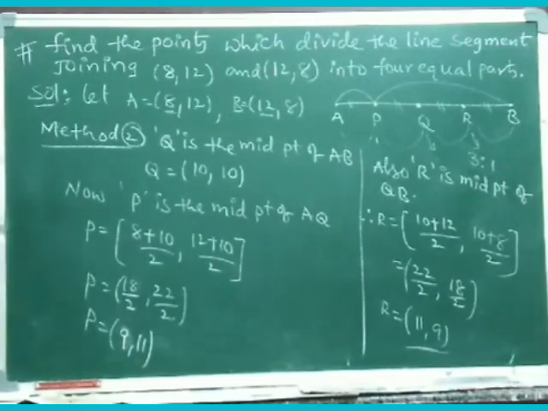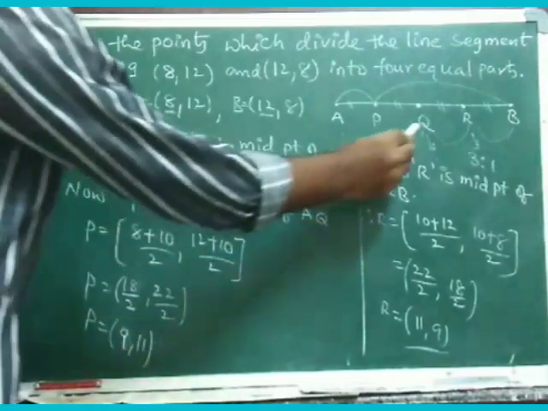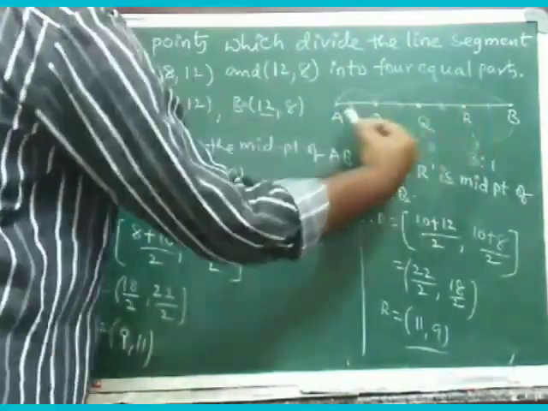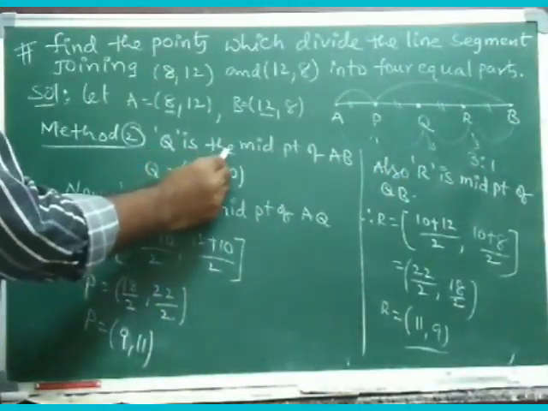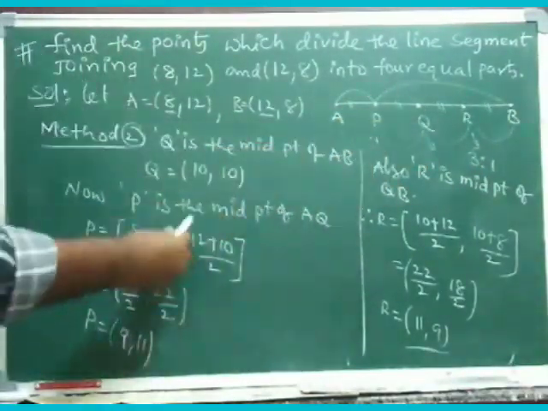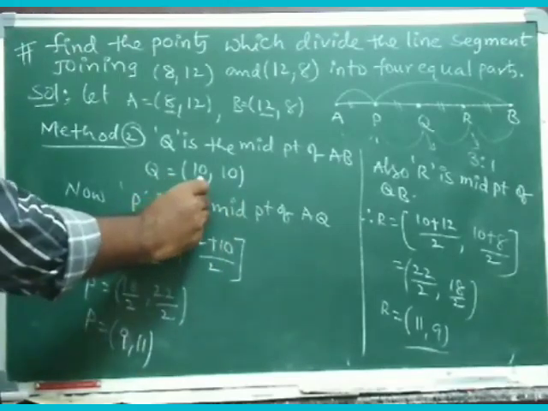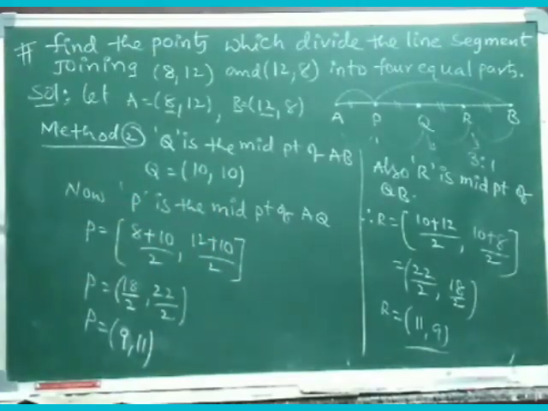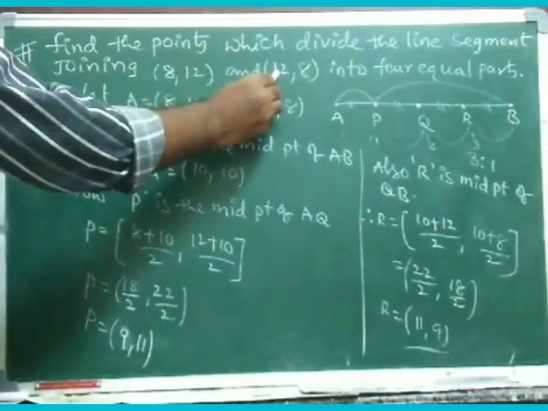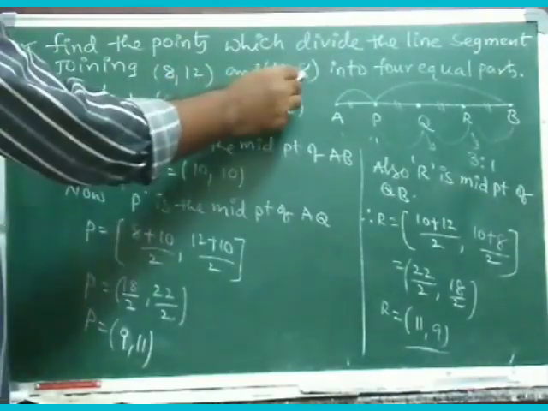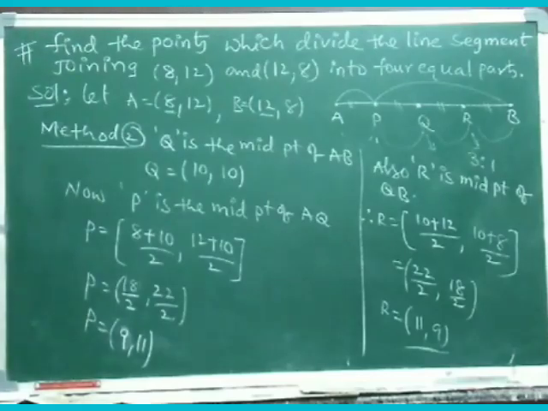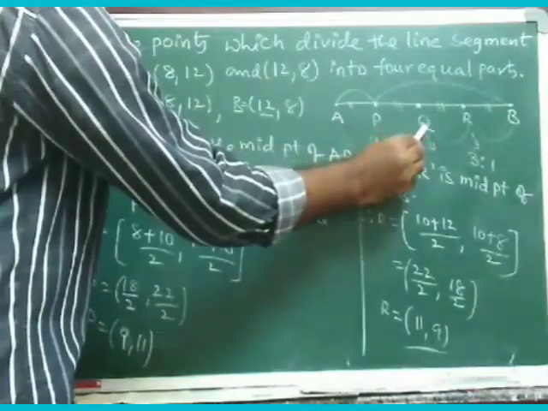So look at method 2. Earlier, method 1 was completely based on the section formula. Now actually, we can also solve this problem without using the section formula. First you see Q is the midpoint of AB. We already showed how to find the midpoint, that is Q (10, 10), using the formula x1 plus x2 by 2: 8 plus 12, 20 by 2, which is 10, and 12 plus 8 is also 20 by 2, which is 10. Clearly Q is the midpoint of AB.